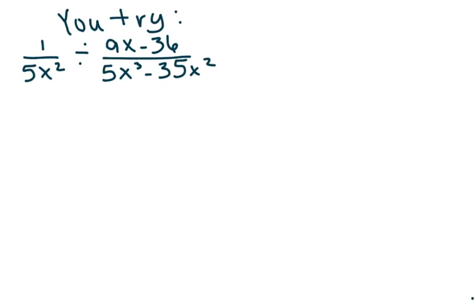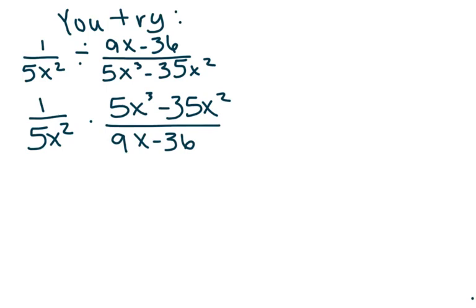Alright, I want you to try this one. It's a little wonky, sorry. So that is 1 divided by 5x squared, divided by 9x minus 36 over 5x cubed minus 35x squared. So pause the video in 1, 2, 3.